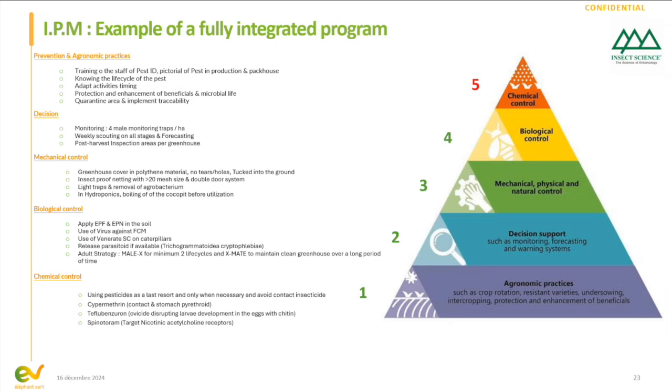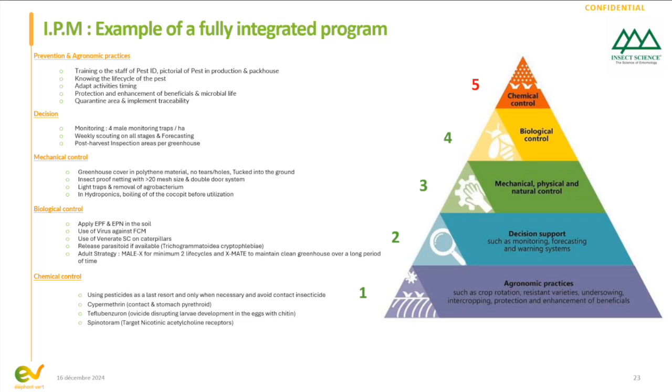So this is the pyramid of IPM that you're all aware about. It always starts with good agronomic practices. And so it's recommended for you to train your staff with pest ID, have good pictorial on the walls, in the production, in the greenhouse, in the pack house, everywhere. Know the life cycle of your pest. Try to adapt the timing of your activities.